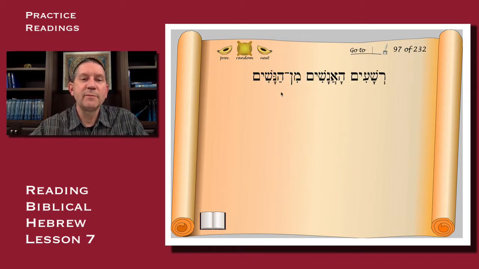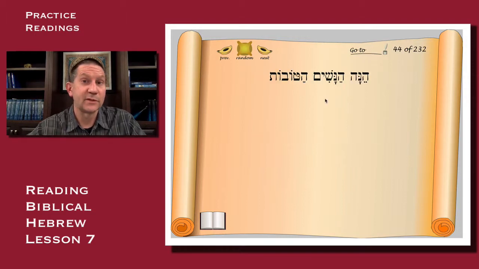Risha'im ha'anashim min hanashim. Predicate position precedes, so we're going to say the men are wickeder than the women, or the men are worse than the women, except when they're not.